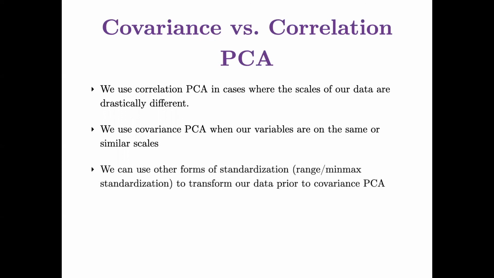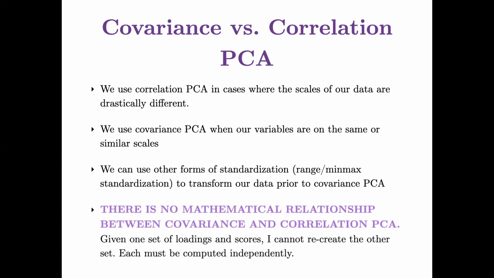Now, we can use other forms of standardization like range or min-max standardization to transform our data and then use covariance PCA. So this third bullet point would be an alternative to using correlation PCA when the scales are different. But it's important you realize that there's no mathematical relationship between covariance and correlation PCA. If someone gives me a set of loadings and scores from covariance PCA, I can't turn that into a correlation PCA. There's no mathematical transformation that gets me from the covariance version to the correlation version. I have to recreate the other PCA, find a new set of eigenvectors, etc.